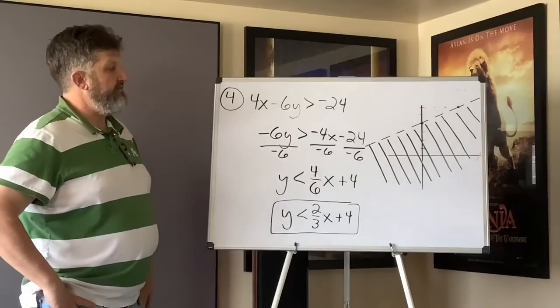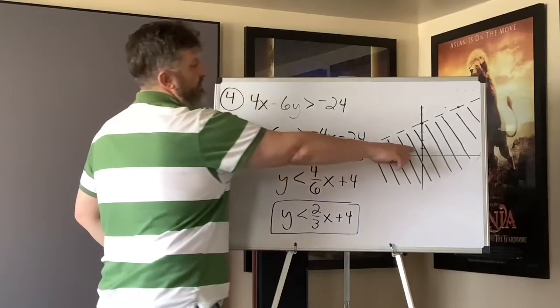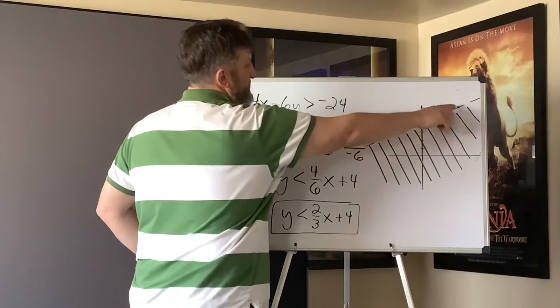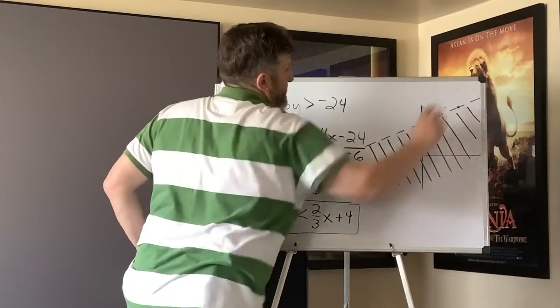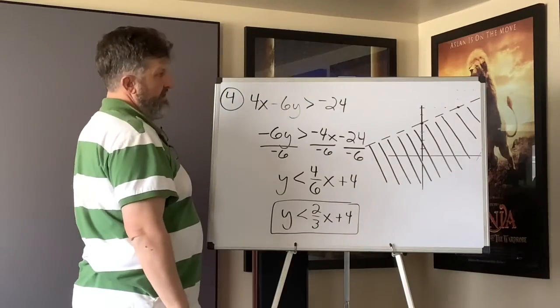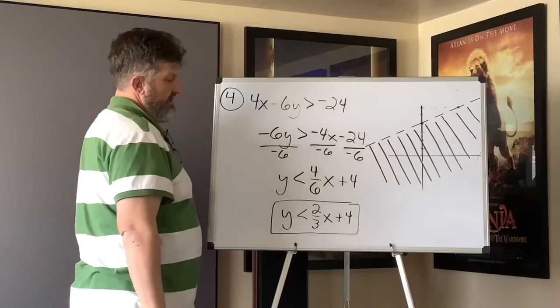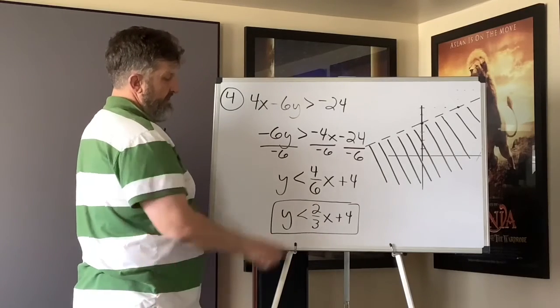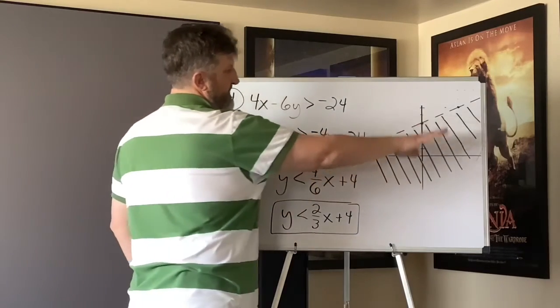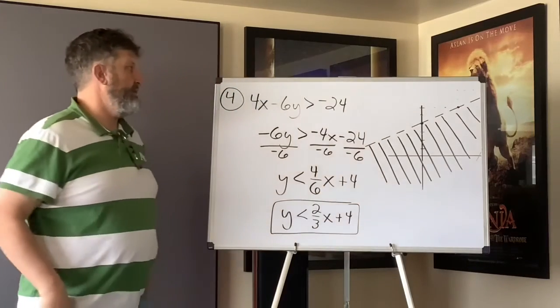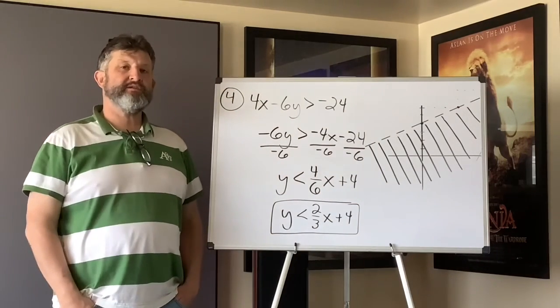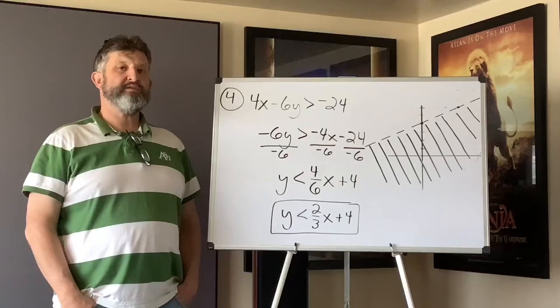So there's the graph. We started at 4, 1, 2, 3, 4, up 2 over 3, up 2 over 3. Would have been right about there. Okay, dotted line, right? Dotted line. And it's less than, so we're shading everything less. All right, if you made any mistakes, make your corrections. Try to learn from your mistakes and do it right on the next one.